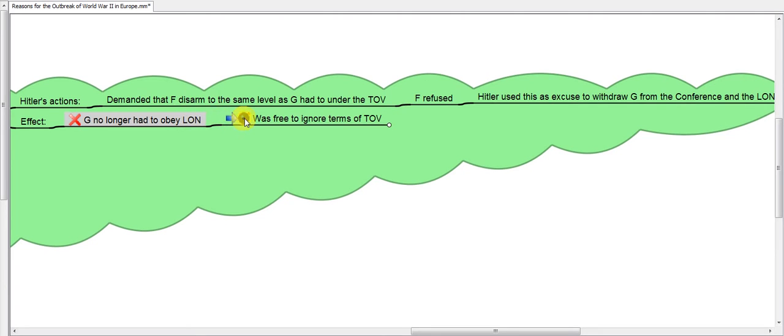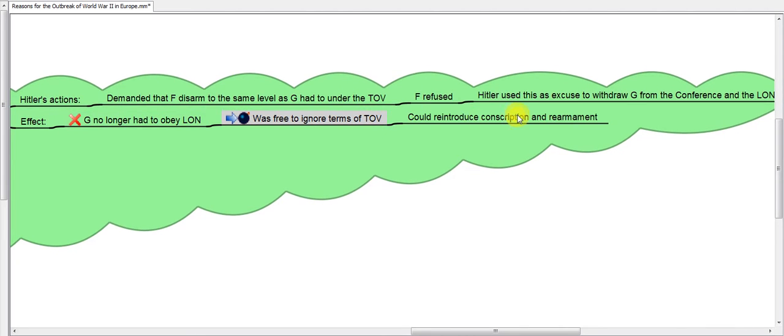This led to, again, this bomb signifies that it's more likely for war to take place, because Germany was now free to ignore the terms of the Treaty of Versailles, which meant that it could reintroduce conscription and rearmament. Under the Treaty of Versailles, if you recall, Germany was banned from having conscription, which means compulsory national service, and Germany also had to disarm. So now that Germany had left the League of Nations, they could ignore whatever the Treaty of Versailles said, and they could reintroduce these two, which we're going to get at right now.